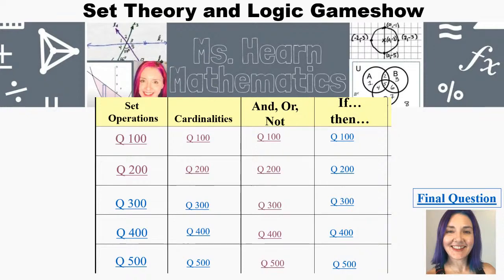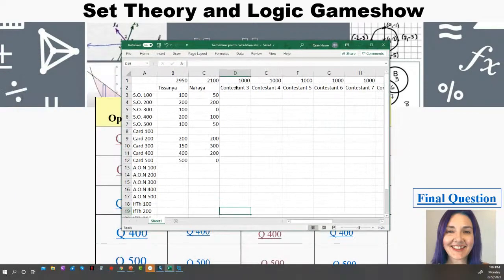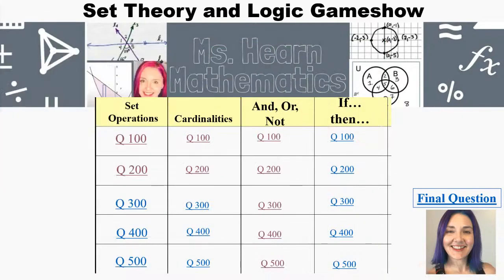Okay, what shall we do next? I'm going to add Carly as contestant number 3. If then for 100. Here we go.